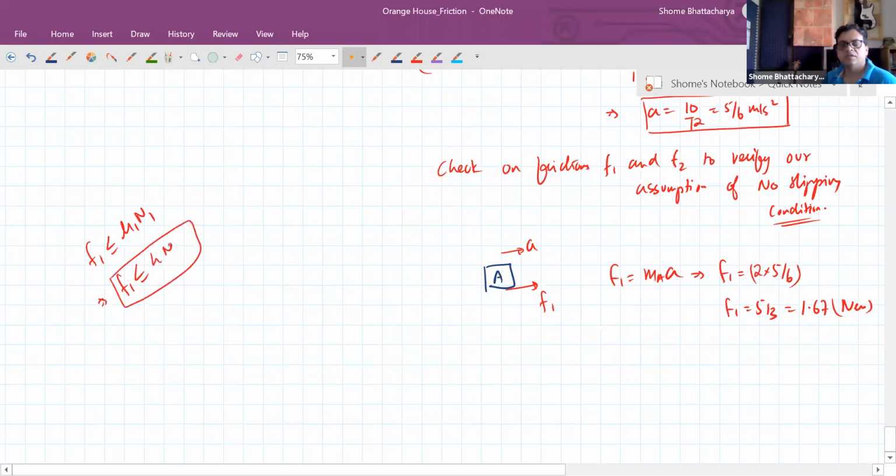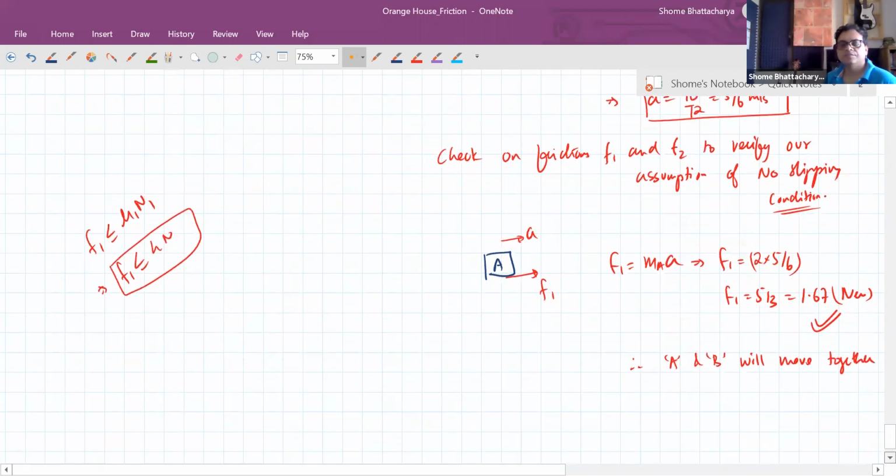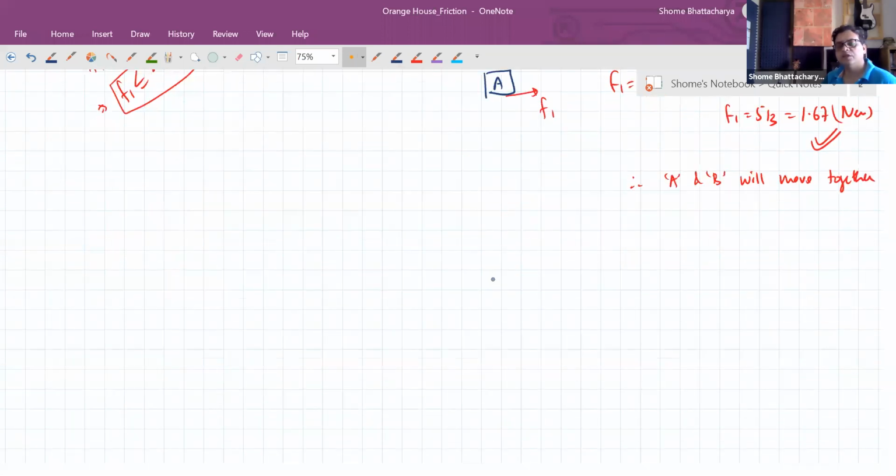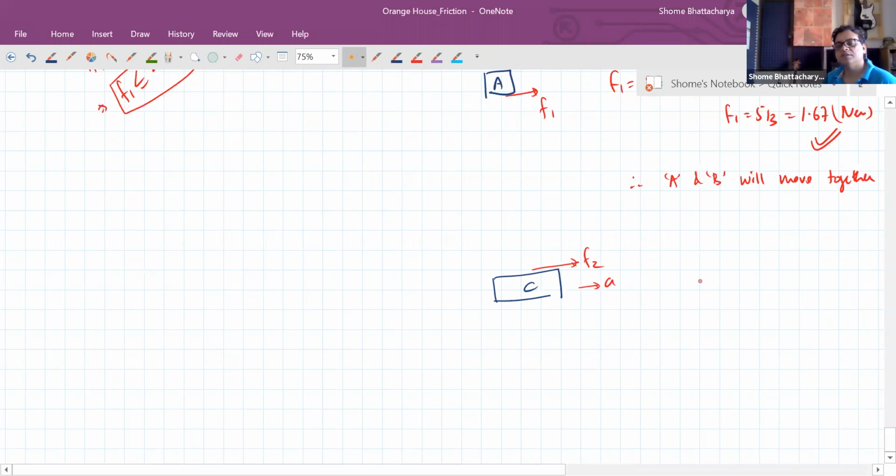So this condition, therefore A and B will move together. Now similarly, let's check for the second friction. For that, we'll make the more convenient free body diagram of C, because on C there is only friction acting and C should have the same acceleration. So F2 should be equal to mass of C into this common acceleration. So mass of C was 7 kg into the common acceleration.